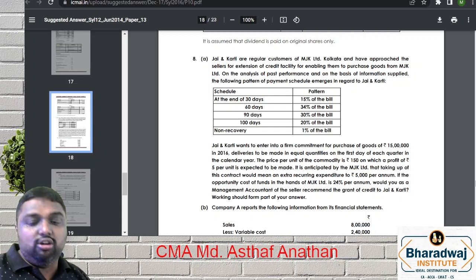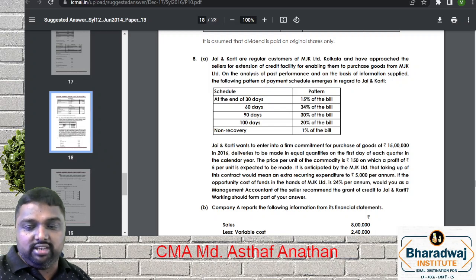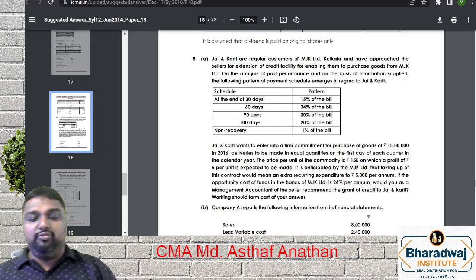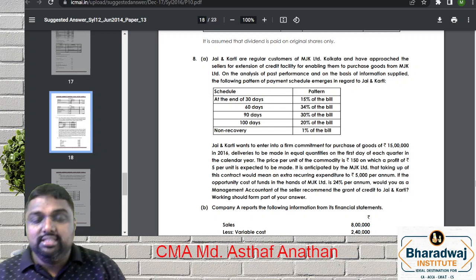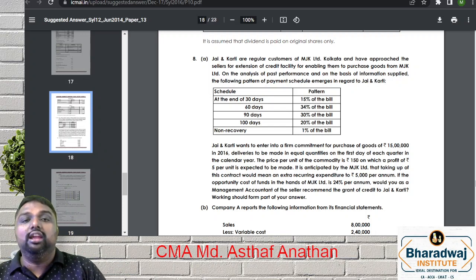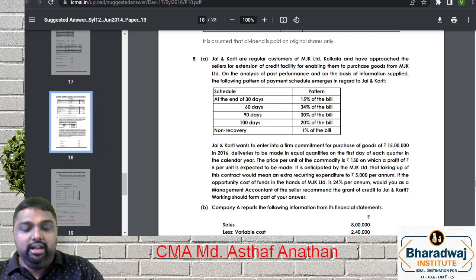Jai and Karthi are regular customers of MJK Calcutta, and have approached the sellers for extension of a credit facility, enabling them to purchase goods from MJK Limited. On the analysis of past performance and on the basis of information supplied, the following pattern of payment schedule emerged in regard to Jai and Karthi. Schedule is given: at the end of 30 days, 15% of the bill; 60 days, 34%; 90 days, 30%; 100 days, 20%. Non-recovery is what? 1% of the bill.